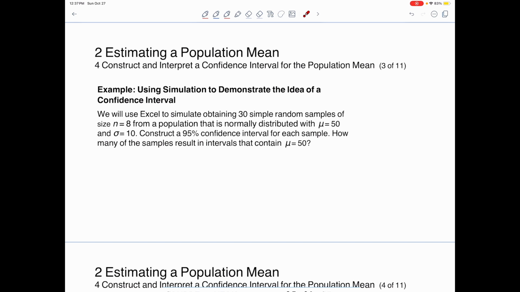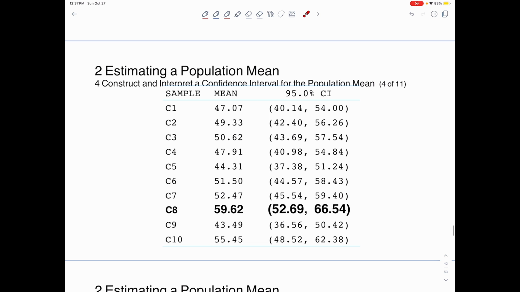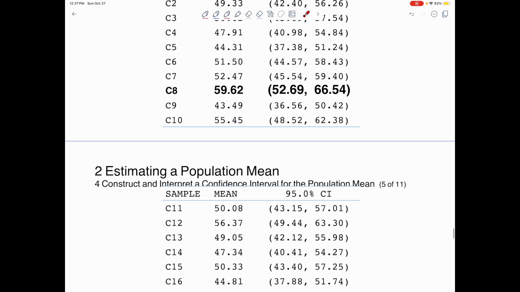So what does it mean to have a confidence interval? With the simulation, you notice here we obtained the first sample with a mean of 47. That is the sample mean, by the way. And notice how we build a confidence interval of 95%, and that interval contains the population mean 50. The next one contains the population mean 50. That one also contains. However, sample 8 doesn't contain the population mean. So we have one sample here that doesn't contain.